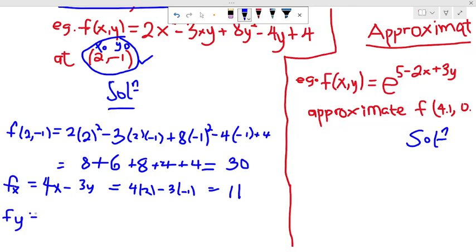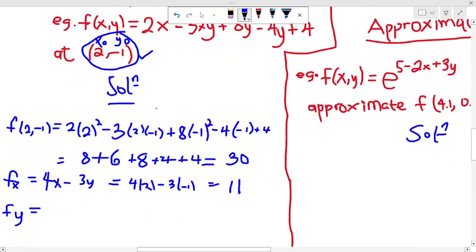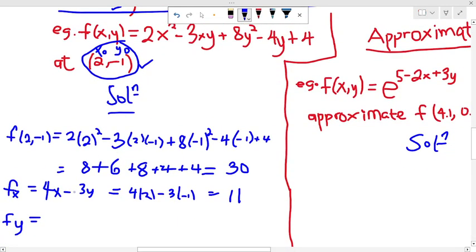Differentiating the function, our 2x squared goes to 0, and our negative 3xy becomes negative 3x.